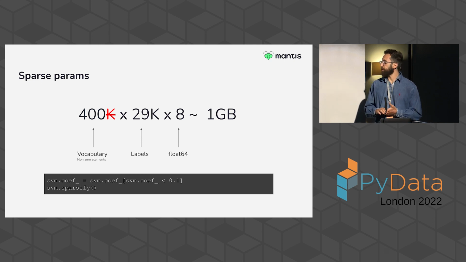and check whether that affects performance. And then, conveniently, scikit-learn, for some classifiers in particular, provides a sparsify function that transforms the parameters into a sparse matrix, essentially requiring only the non-zero elements to be stored, which reduces the size by an order of magnitude, to around 1 gigabyte. So that's one way that you can work with a reduced size for your models.